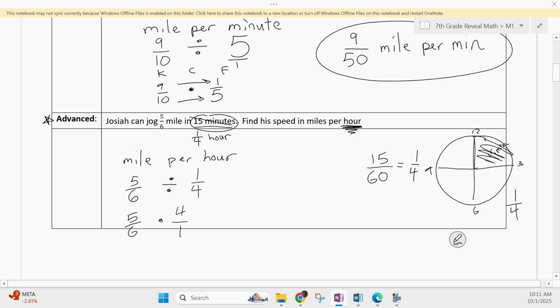I can cross simplify this time. What 2 numbers can cross simplify? Jason? 4 and 6, because they both can be divided by 2. So 6 divided by 2 is 3. 4 divided by 2 is 2. Then I multiply what's left on the top and what's left on the bottom. And I get 10/3. And now I'm sure Josiah is not walking around saying, hey guys, I can run 10/3 miles per hour. Doesn't sound very helpful.